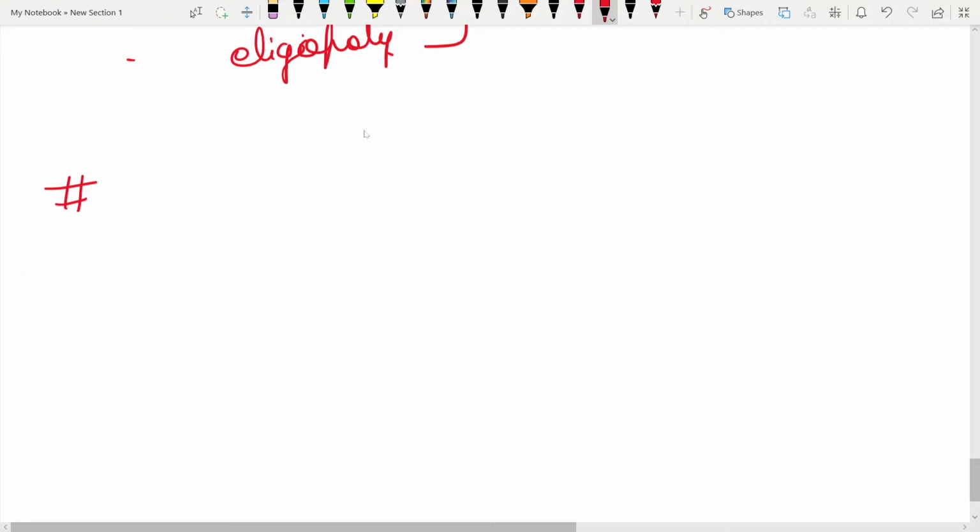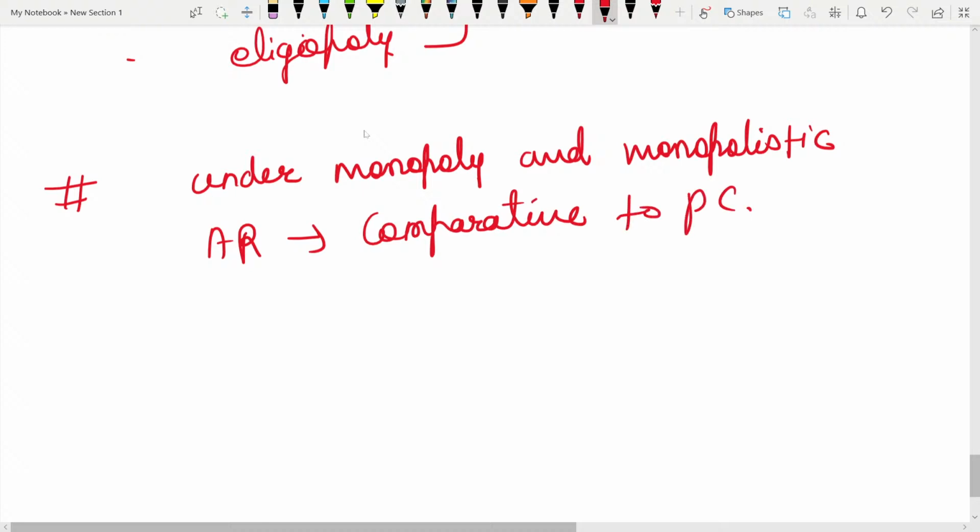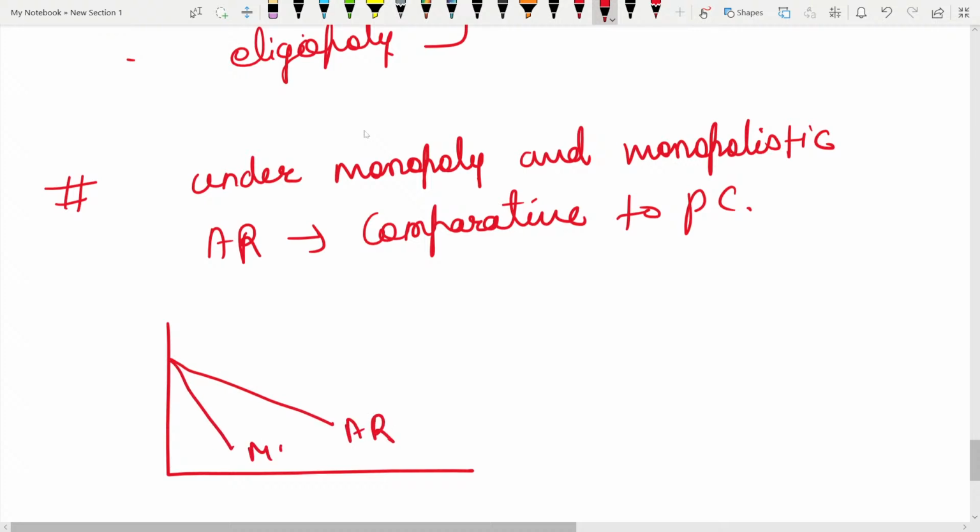Under monopoly and monopolistic, AR is a little bit different comparative to perfect competition. In perfect competition AR was horizontal, but under monopoly and monopolistic, AR is downward sloping. So this is AR and this is MR. AR is downward sloping and MR is also downward sloping.